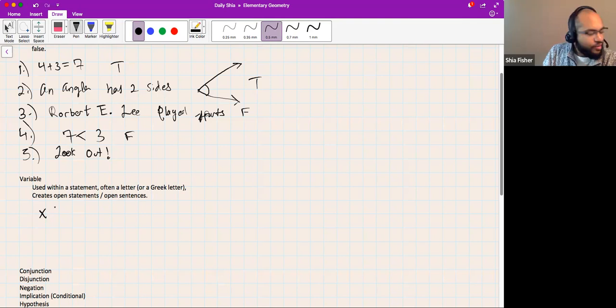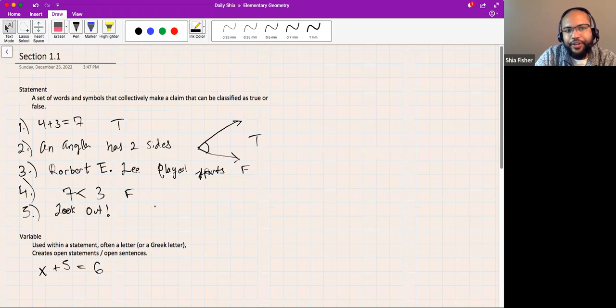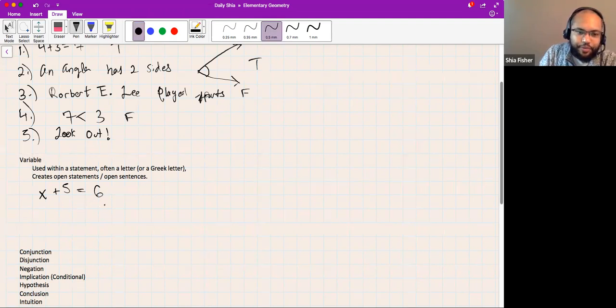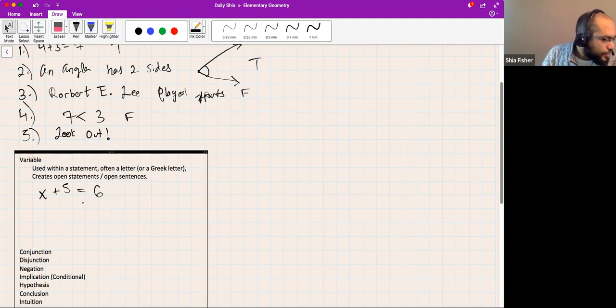But like x plus 5 equals 6 is a statement, but it's an open statement because depending on what x is, this is true or false. And x is our variable, and I think that that's the lesson here. So this is only true if x equals 1. There's no other way that this could be true if the value for x is not 1. So it's just how we treat the variable.